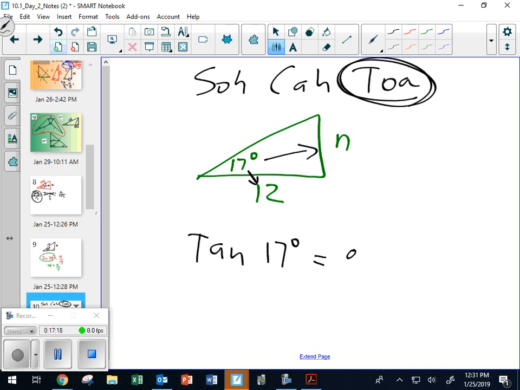I sometimes use this just to remind myself. And so then, what is the opposite? It's n over 12. There we go. And then tangent of 17, just type it in, get a decimal, easy. And then multiply both sides by 12. Would you agree that it'd even be more accurate if I just cleared the fraction and said this? My answer's 12 tangent of 17.